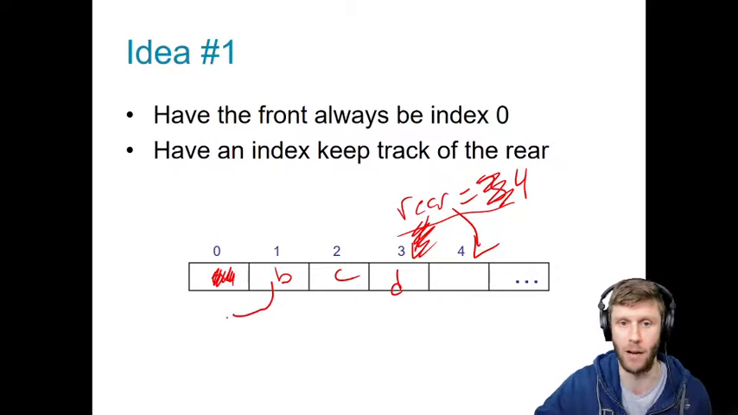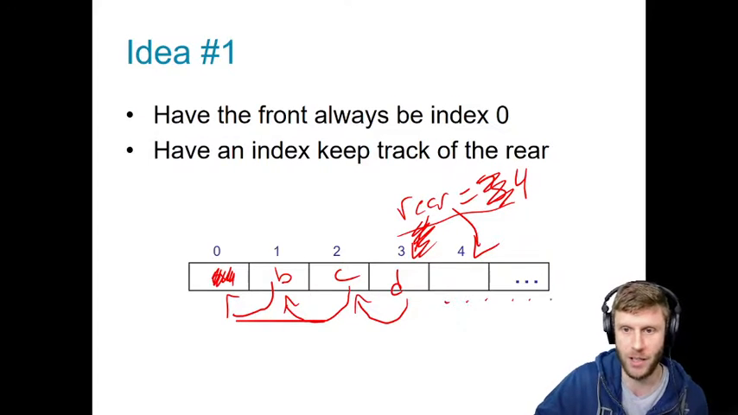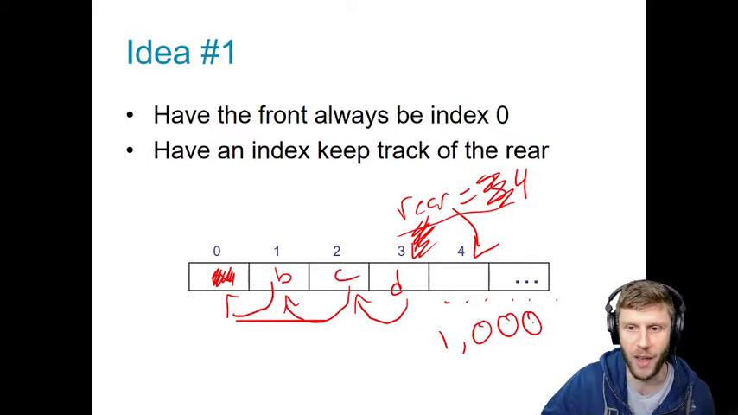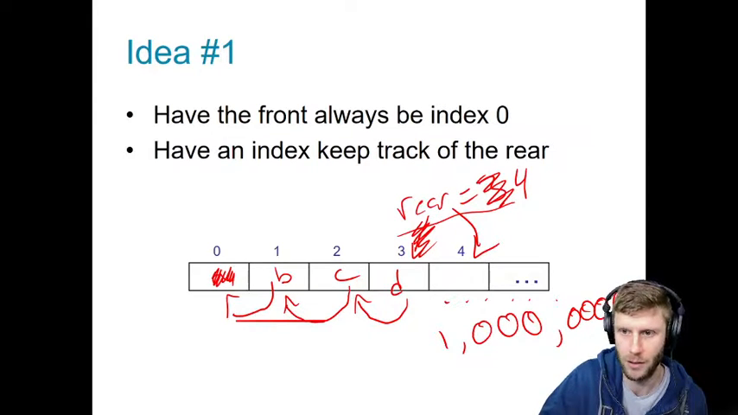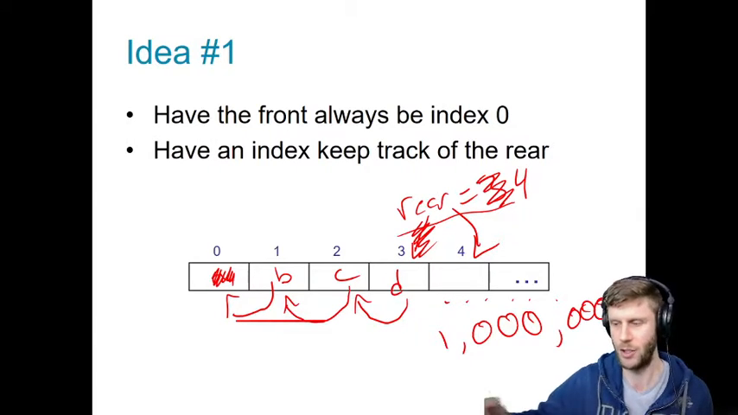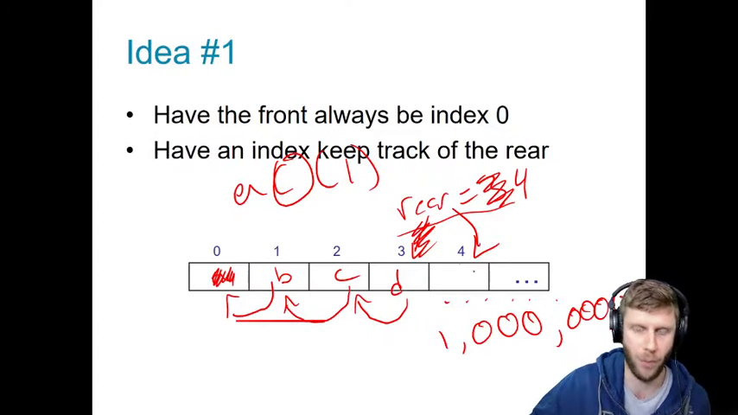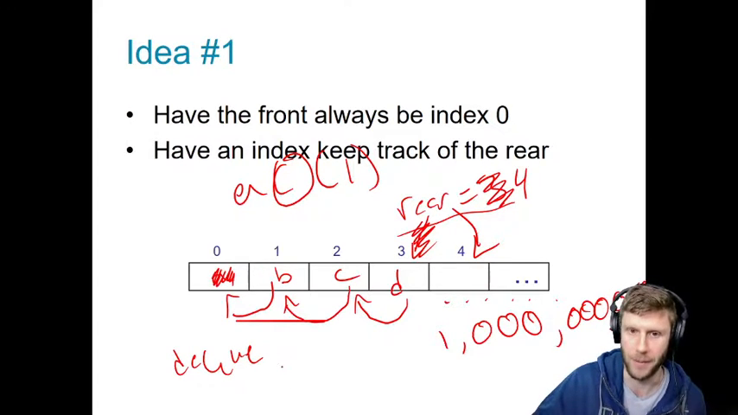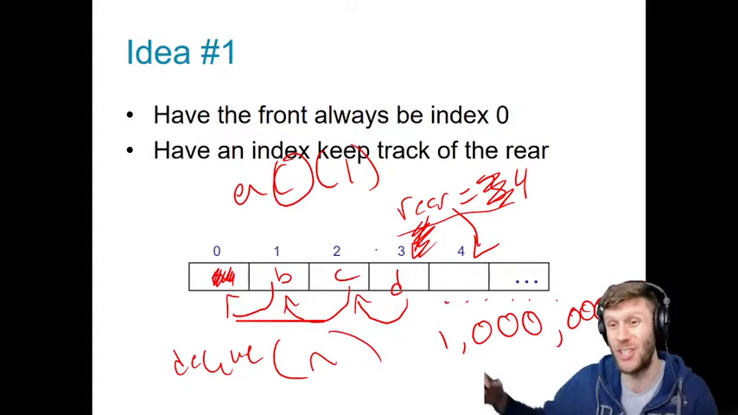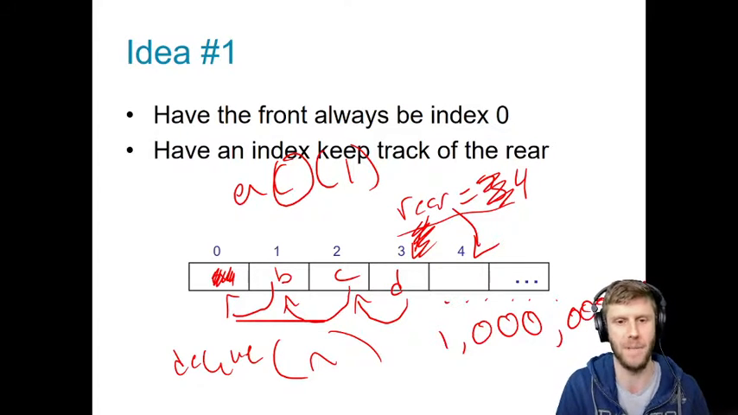Well, I'm going to have to move B down. Then I'm going to have to move C down. D down, and so on and so on. What if I have a billion things in this queue? How many things am I going to have to move down? Like a billion. So in this case, the in-queue was easy. It was order 1, right? We just threw it in at the end and updated the rear. But the DQ is pretty hairy. The DQ is order n, because we're going to have to shift everything down if we want to ensure that index 0 is the beginning.